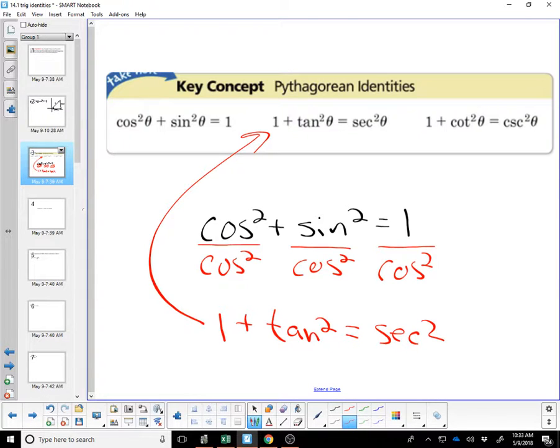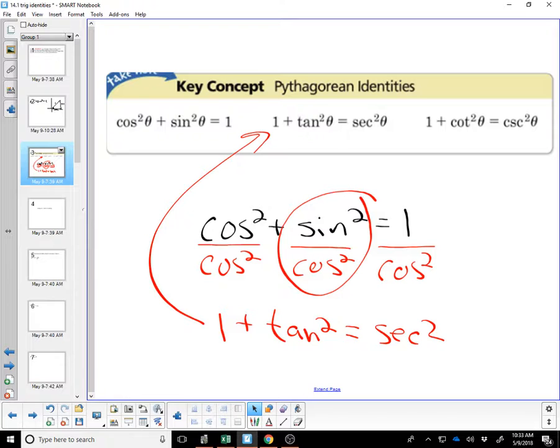So, you guys good with those 3 properties there? How'd you get the 1 plus tangent? Well, what is cosine over cosine? Anything over itself is 1, right? Now this, that's the definition of tangent. It's sine over cosine.